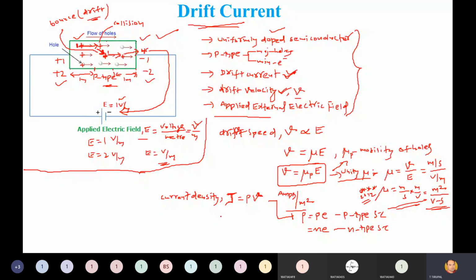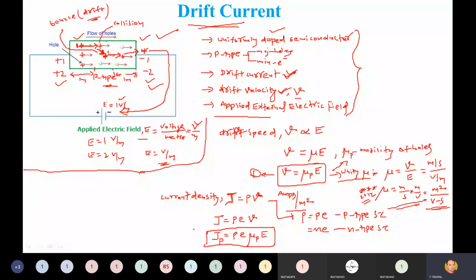Now, because we are taking a p-type semiconductor here, I can take rho as P into E, so J is equal to P into E into V. What is V? From the first equation, V is equal to mu suffix P into capital E. So this is the current density for holes, JP, because we are learning about p-type semiconductors. So JP is equal to PE mu P E.